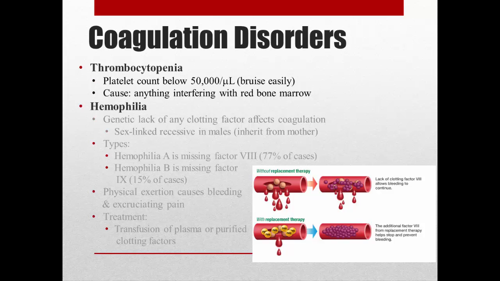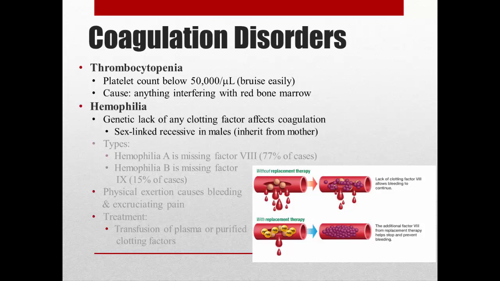This is a genetic disease where you're lacking a clotting factor, so therefore you don't get blood clotting or coagulation. This is sex-linked, and we see it typically in males because of the fact that males only have one X chromosome, so it only takes one gene for them to end up with hemophilia, whereas women, since we have two X chromosomes, we need two genes to be a hemophiliac.